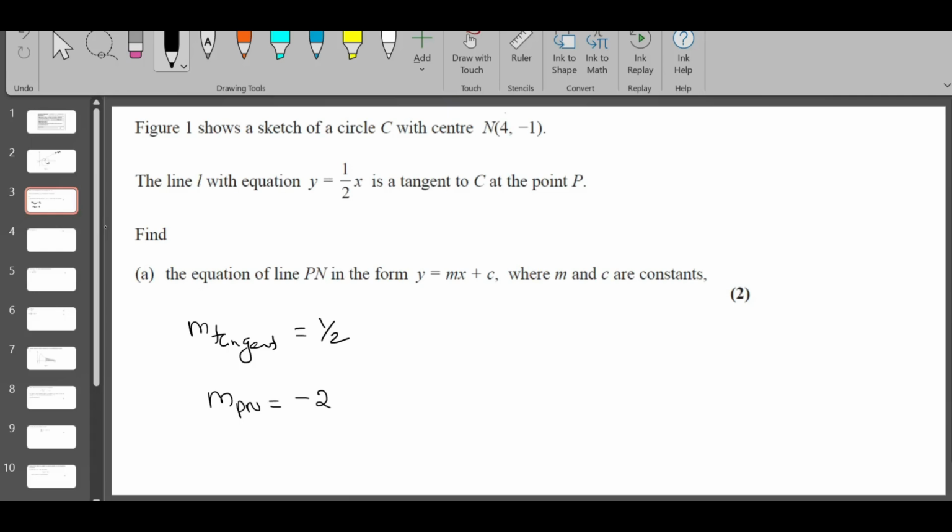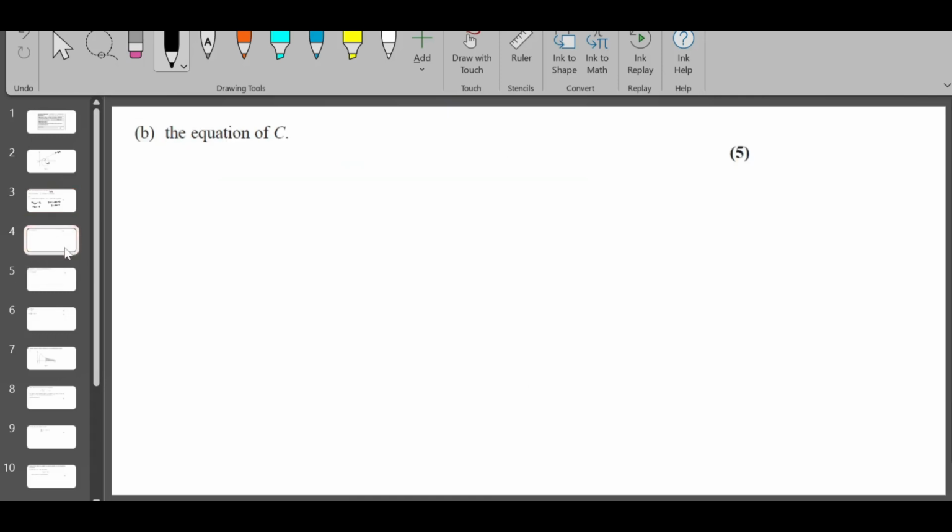And there is a point, so you can write the equation y minus y1 is equal to slope times x minus x1. So y is equal to minus 2x plus 8 minus 1, which is plus 7. That's all. Easy 2-mark question. Let's move on to part B now. Find the equation of the circle now.